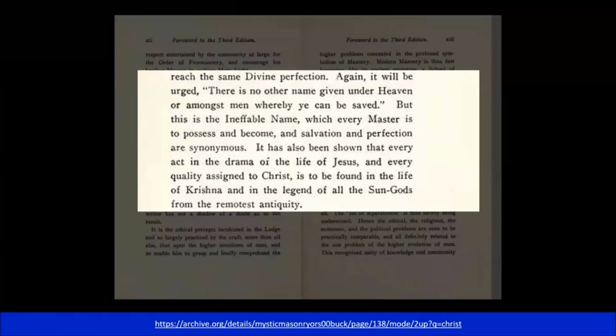It has also been shown that every act in the drama and the life of Jesus and every quality assigned to Christ is to be found in the life of Krishna and in the legend of all the sun gods from the remotest antiquity. So what is Freemasonry teaching its members? It's teaching that Jesus Christ is the sun.